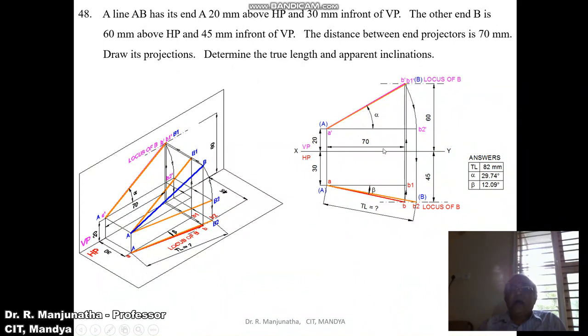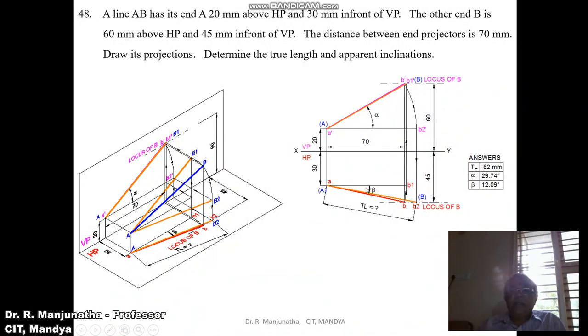Then he says determine the true length and apparent inclination. First you give the dimensions of 20 and 30, and the distance between projectors is 70, this distance is 60, and this distance is 45. And then find out the true length. Give the dimension from A to B2, then write it as the true length equals question mark.